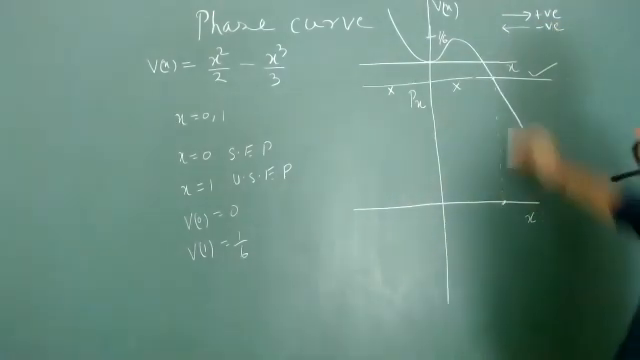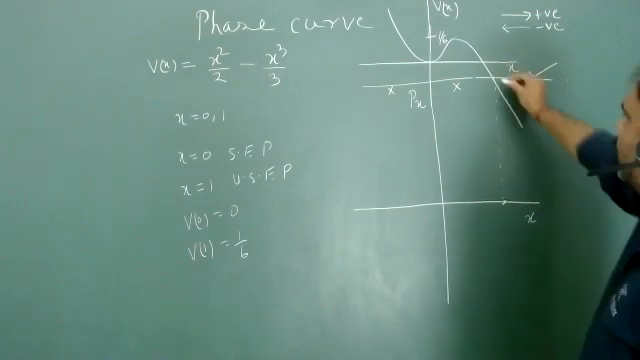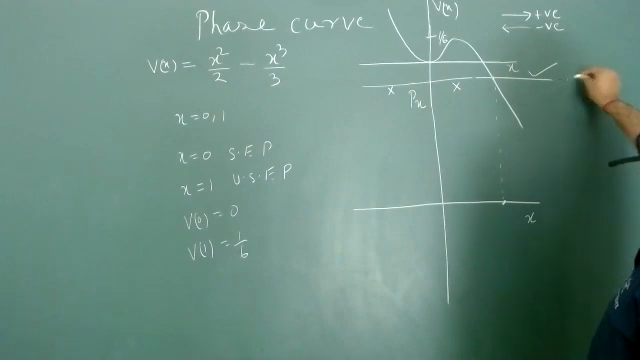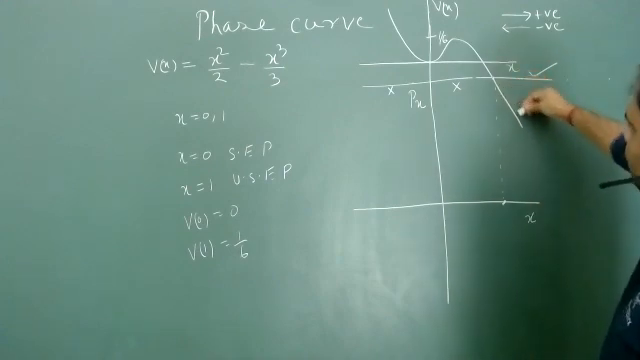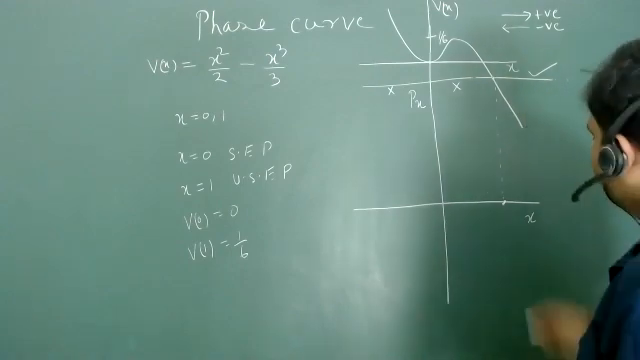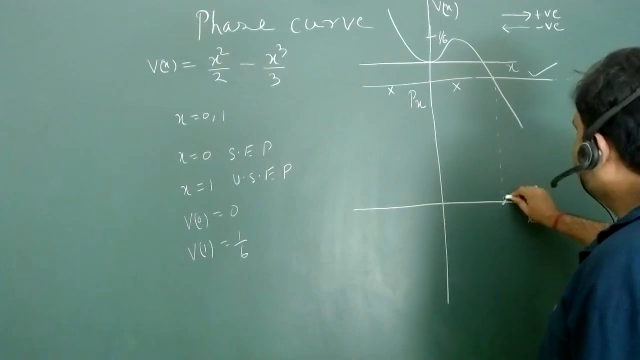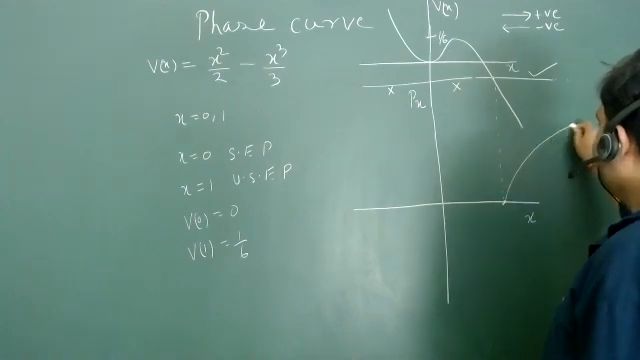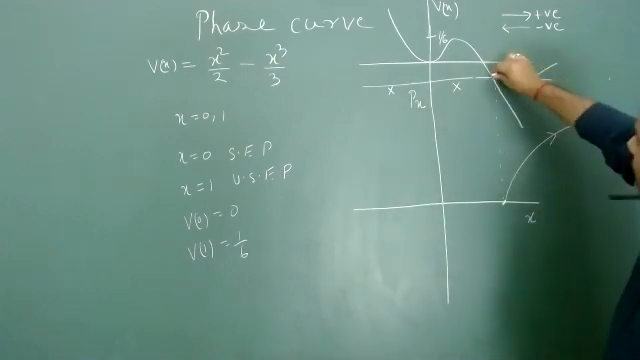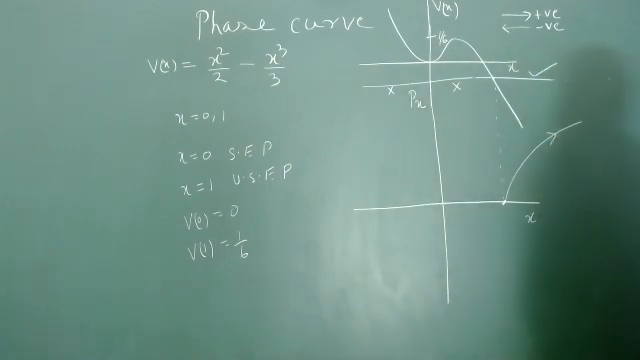So what I will do is start from here. As I am moving away from this particular potential, the potential energy is continuously decreasing. So what will happen to the kinetic energy? It will continuously increase. So this is all about moving away from this particular potential.